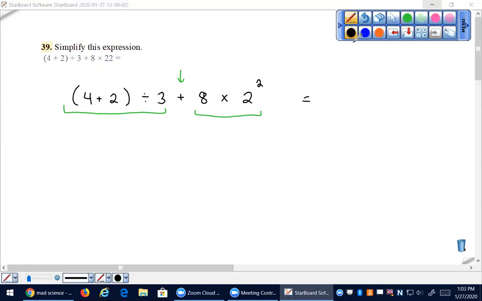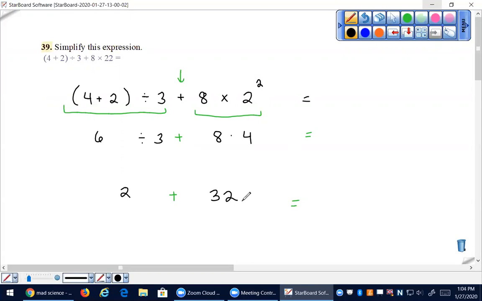So what do I do first with the 4 plus 2 in parentheses and divided by 3? The parentheses, 4 plus 2 becomes 6. 6 divided by 3 is 2. And then, oops, the plus sign just keeps coming down. On the other term, I have 8 times 2 squared. So what happens first? 2 squared is 4, and then 8 times 4 is 32.